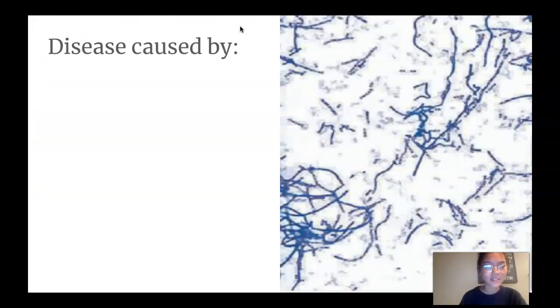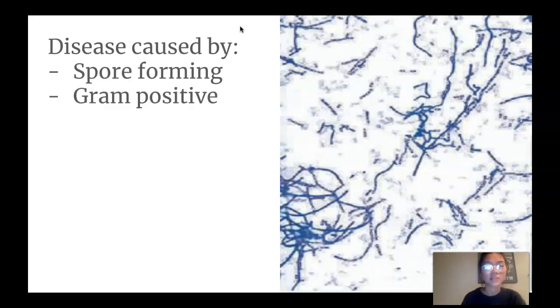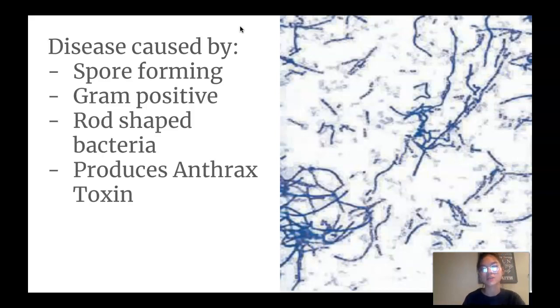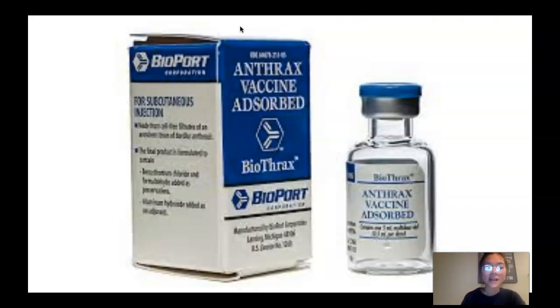So what is anthrax? Anthrax is a disease caused by spore-forming, gram-positive, rod-shaped bacteria that produces anthrax toxins, and this bacteria is called Bacillus anthracis. So there is a vaccine for anthrax. The first vaccine was produced by Louis Pasteur, but that was never applied to humans. Rather, it was only tested on livestock and animals. However, the animals did have great success during the trials. So in the 50s and 60s, Biothrax was licensed by the NIH and the FDA.